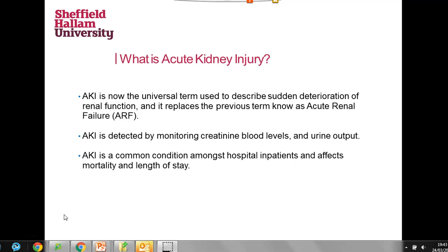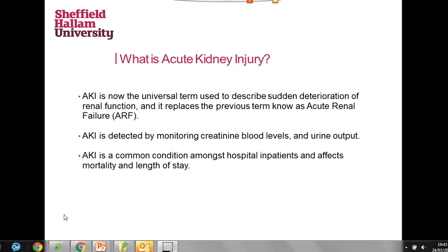So the term acute kidney injury is now the universal term that is used to describe a sudden deterioration in kidney function or renal function. And it actually replaces a term known as acute renal failure. So you may have heard both of those terms being used when you've been in practice. Some people do still talk about acute renal failure, but acute kidney injury is the new and certainly the preferred term, and hopefully that's what you hear the majority of the time.